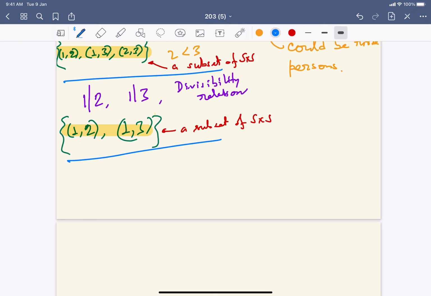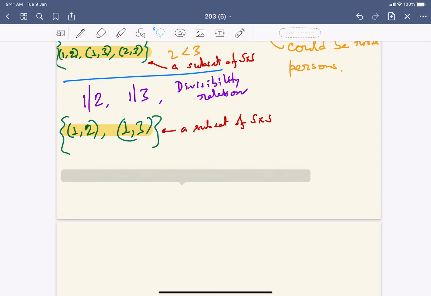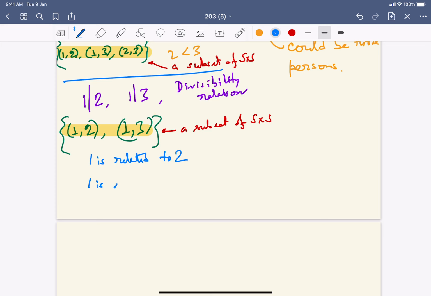Let me just write a few sentences. Here 1 is related to 2, 1 is related to 3, and that's all, okay? These are all the relations that we have here. So 2 is not related to 1, 2 is not related to 3, okay?